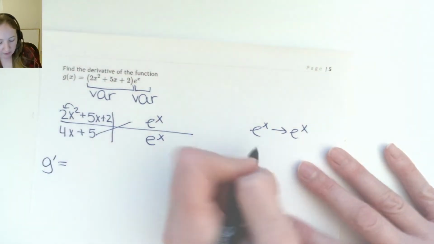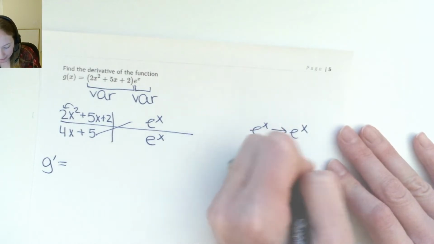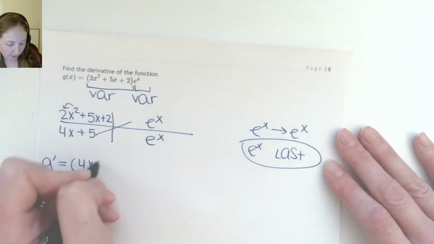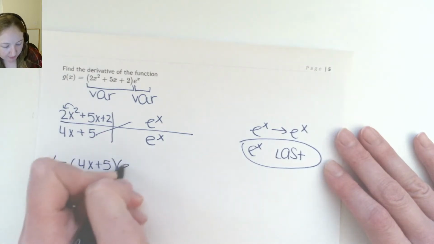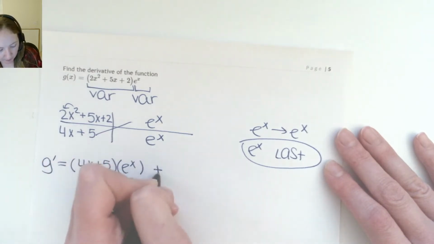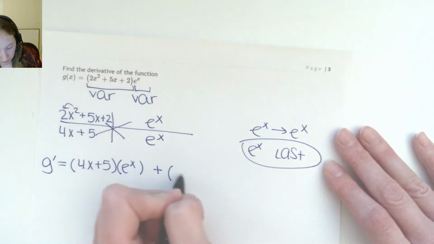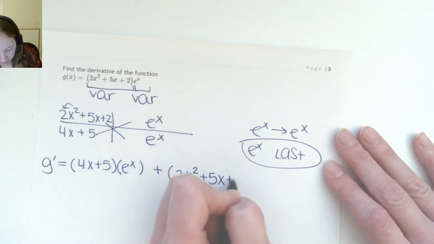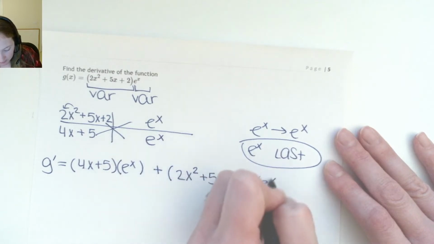So I like to put the e to the x powers last, if at all possible. So I'm going to write this as 4x plus 5 times e to the x, and then plus this other diagonal, which would be 2x squared plus 5x plus 2 times e to the x.